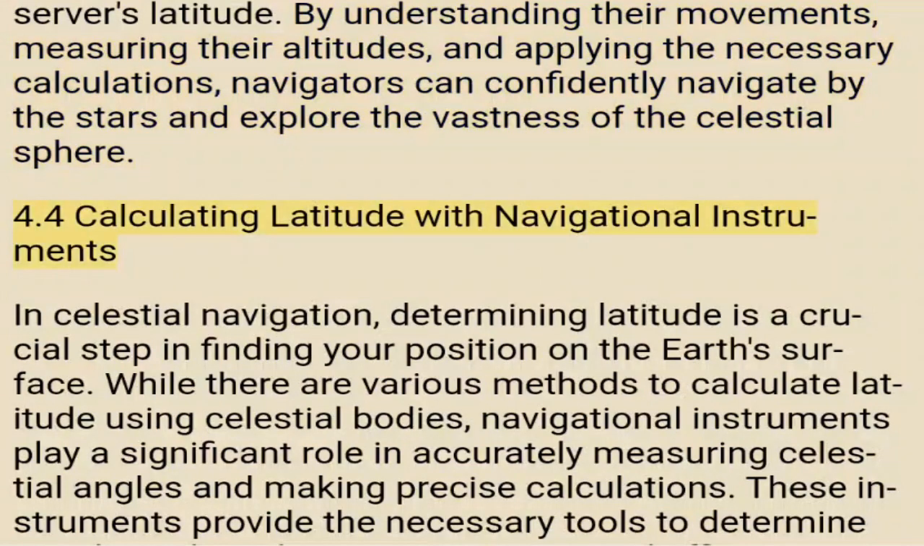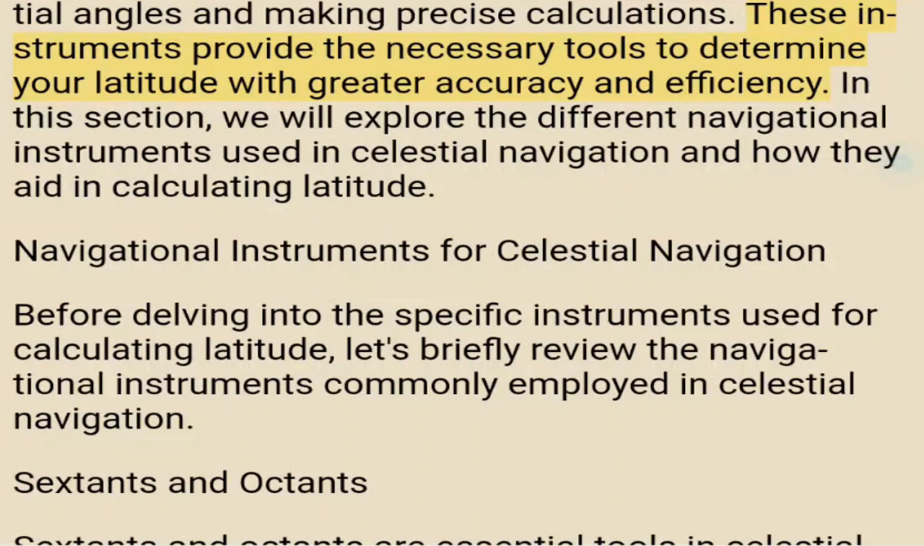4.4 Calculating latitude with navigational instruments. In celestial navigation, determining latitude is a crucial step in finding your position on the Earth's surface. While there are various methods to calculate latitude using celestial bodies, navigational instruments play a significant role in accurately measuring celestial angles and making precise calculations. These instruments provide the necessary tools to determine your latitude with greater accuracy and efficiency.